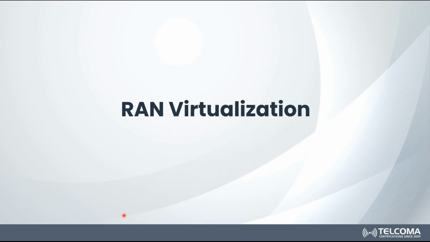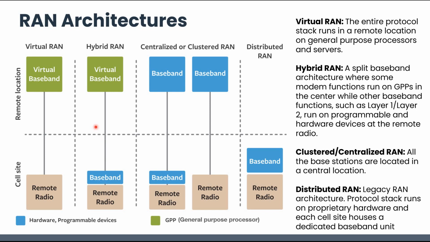Here we go with RAN virtualization. So RAN virtualization is a particular topic. We'll give a total overall look at how the RAN architecture looks. In the first place, we'll see a virtual RAN. Here we have a virtual baseband at a remote location, implemented on a general purpose processor. We have a remote radio unit, or remote radio head, at the cell site.